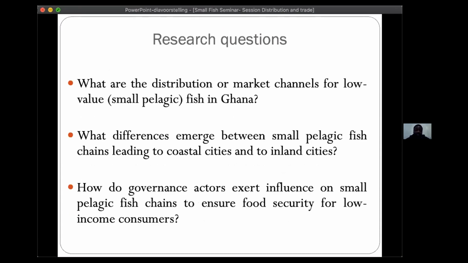So these are the guiding questions. What are the distribution or market channels for low-cost fish in Ghana? What differences emerge between small pelagic fish chains leading to coastal cities and inland cities in Ghana? And how do governance actors exert influence on small pelagic fish chains to ensure food security for low-income consumers?